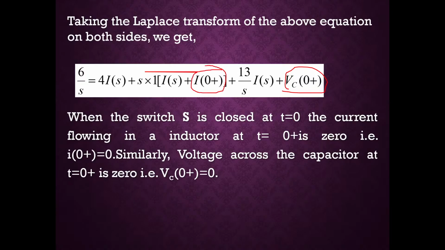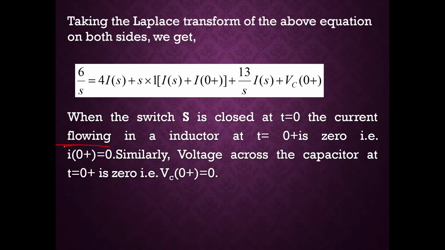The initial condition also comes through the inductor. We already know that when the switch is closed at t equal to 0, the current through the inductor immediately after closing the switch, that is at t equal to 0 plus, is 0. Similarly, the voltage across the capacitor immediately after closing the switch, Vc of 0 plus, is 0.